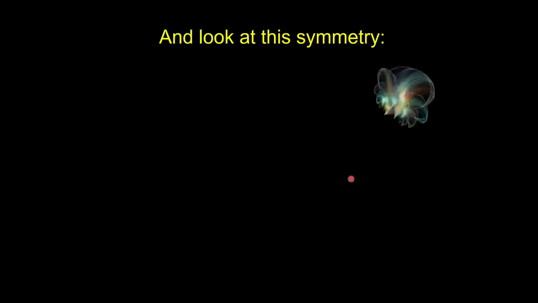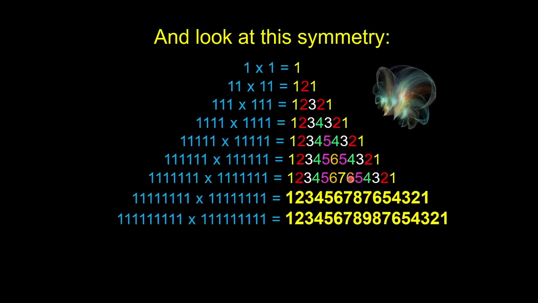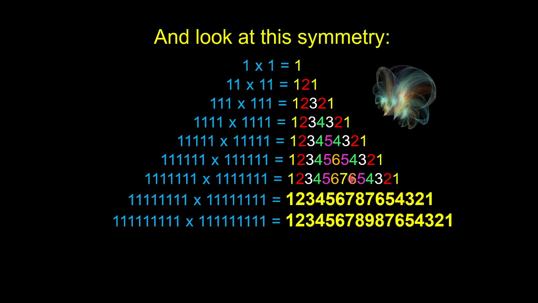Now, look at this symmetry. If I multiply 1 times 1, look at the numbers. Look at the results, look at the outcomes over here: 1, 2, 3, 2, 1. 1, 2, 3, 4, 3, 2, 1. 1, 2, 3, 4, 5, 4, 3, 2, 1. Those are correct answers.